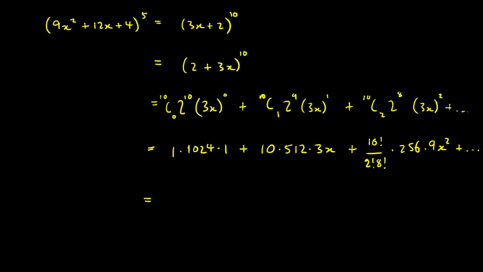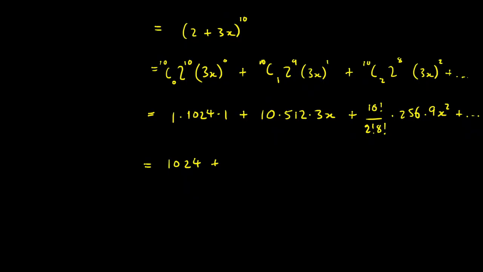Okay then, so 1 times 1024 is 1024. And then we've got 10 times 512 times by 3. Well, 500 times by 3 is 1500. 12 times by 3 is 36. So it's 1536, I think. And then times by 10 again. So we get that. And 10 factorial divided by 8 factorial is just going to leave us with 10 times by 9, which is 90. And then 90 divided by 2 is 45. So we've got 45 times 256 times by 9 times by x squared.